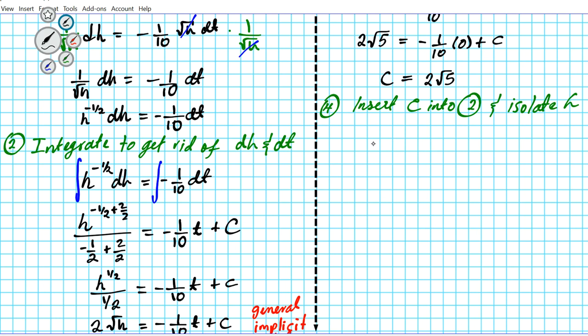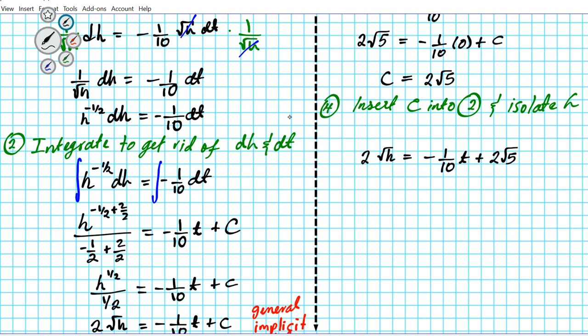The general implicit solution was 2 root h equals negative 1 over 10 t plus c. Oh, we know what c is. C is 2 root 5, so we have the substitution now. So we just inserted c into the general implicit solution. This is the particular implicit solution, but we need to find the particular explicit solution. It's explicit when you have h isolated. So how do we do it? Just divide by 2 and square. End of story.